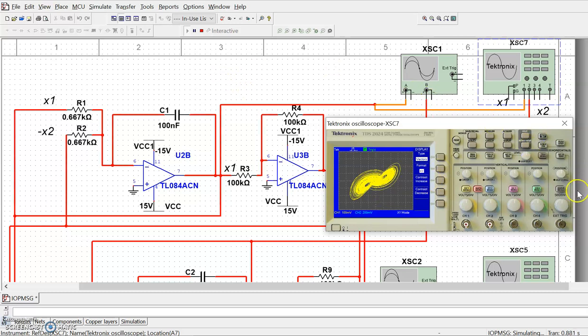So that is it. Just keep on adjusting the seconds per division knob, which lies towards the rightmost and the lowermost part of your oscilloscope.